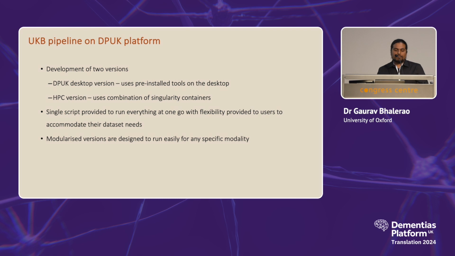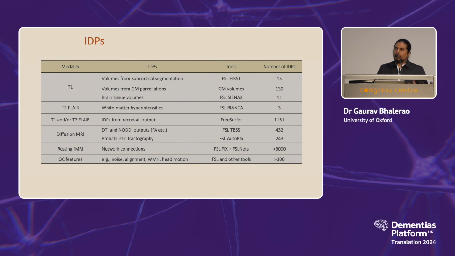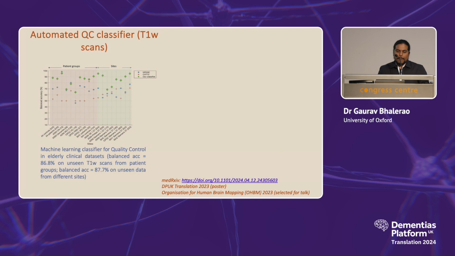Also, we have modularized versions that are designed to run these pipelines for any specific modality. So if some modality is absent, one does not have to run the entire pipeline, but can just take that modularized version and run it. And then we generate UK Biobank-like IDPs for each subject, and these are more than 6,000 IDPs for each subject's data.